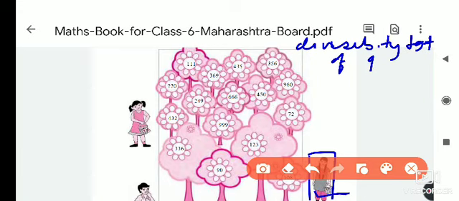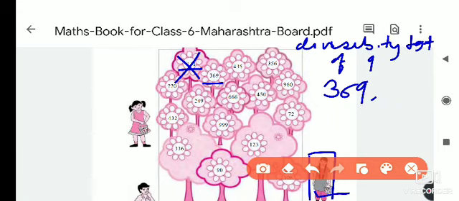So we will check the numbers one by one. 1 plus 1 plus 1 is 3. So if 3 is not there in the table of 9, she will not take flower from this tree. Next it is 369. 3 plus 6 plus 9 is equal to 18, and 18 is divisible by 9, so she will take flower from this tree. Okay, so 369.